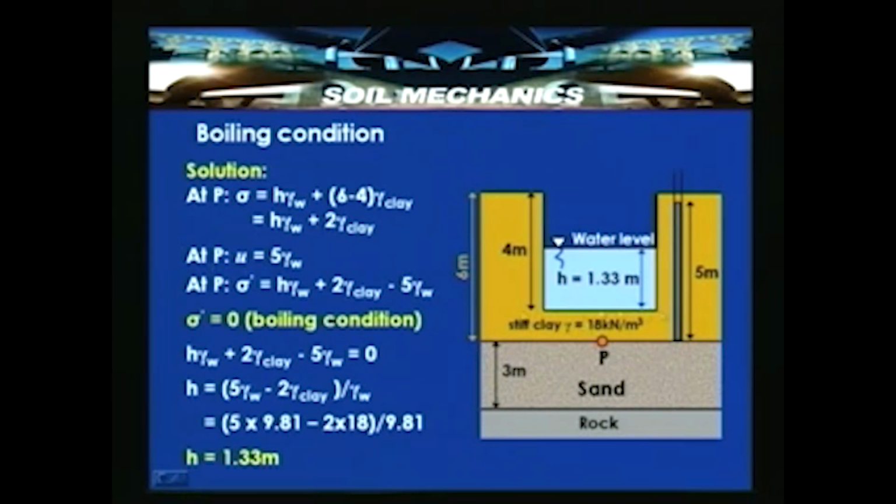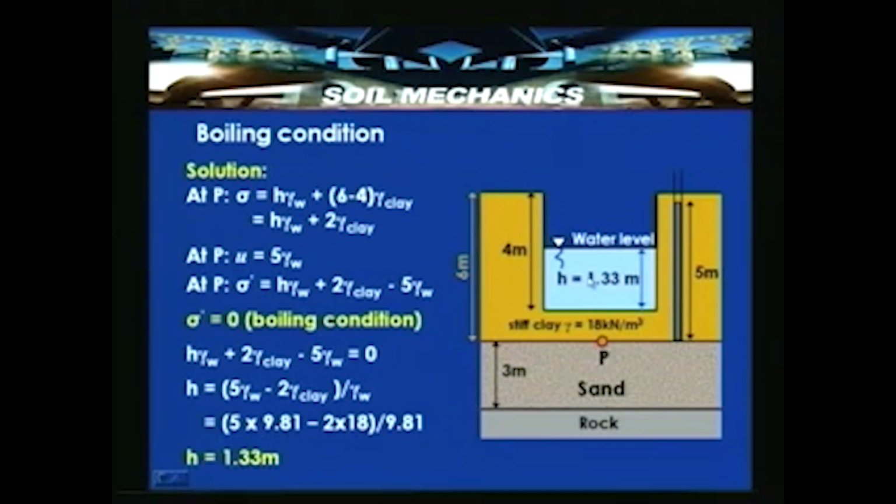Now, at P, if this is the plane area A over which the upward thrust is exerted, then U is equal to 5 gamma W. That is nothing but 5 meters, the head which is causing the flow, times gamma W, the unit weight of water. At P, effective stress is equal to total stress minus pore water pressure, so gamma W H plus 2 gamma clay minus 5 gamma W. For the boiling condition, like in the previous case, we can impose the condition sigma dash equal to 0. By imposing this condition, we can determine that H is equal to 1.33 meters.